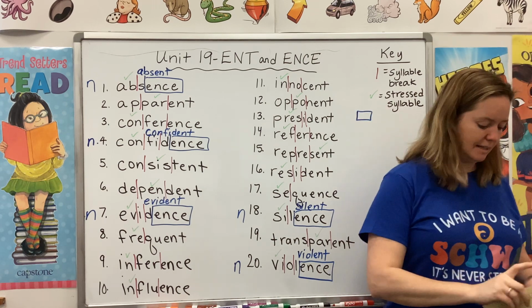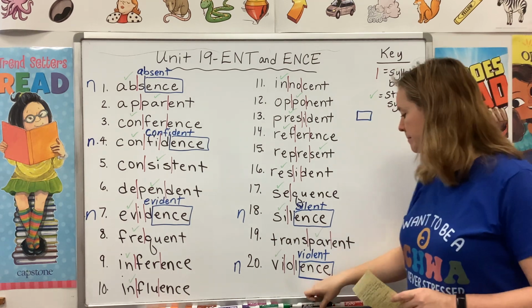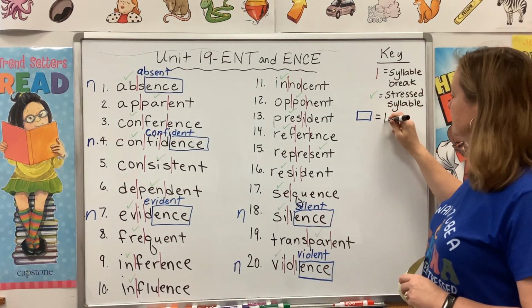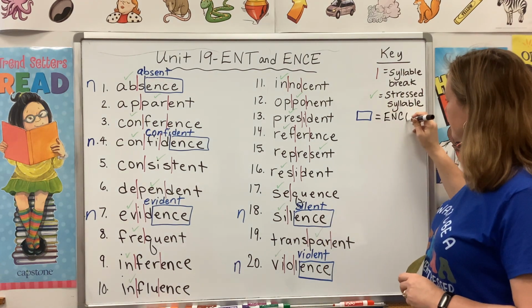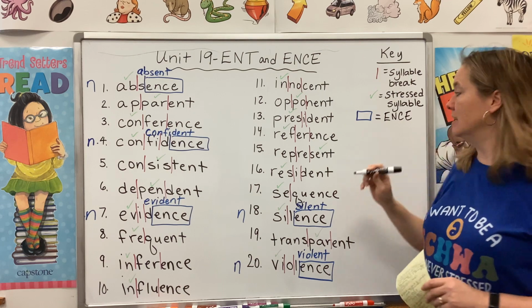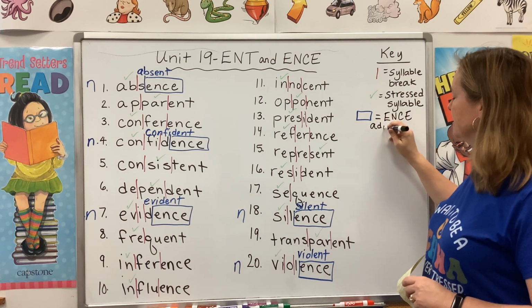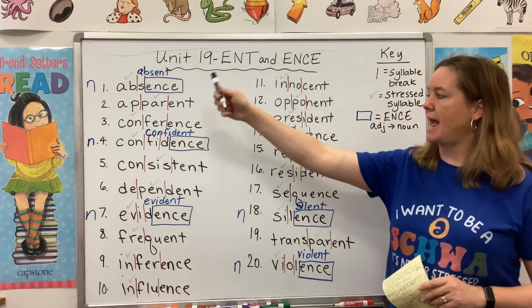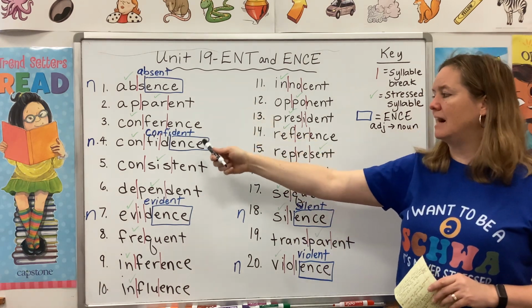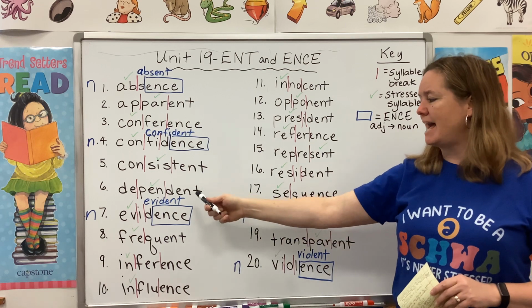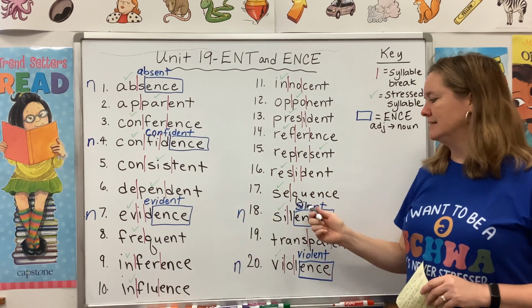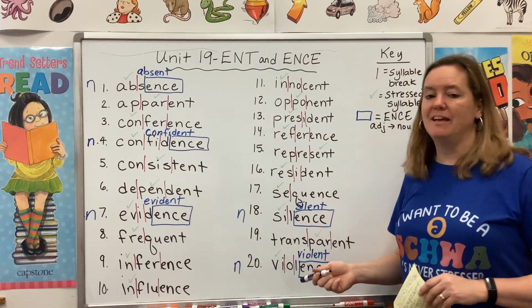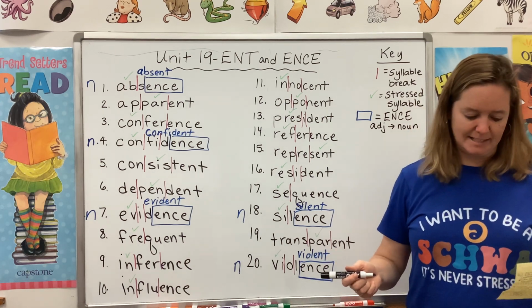So blue box equals ENCE. And what we have here is an adjective that changes to a noun. Absent becomes absence, confident becomes confidence, evident becomes evidence, silent becomes silence, and violent becomes violence.